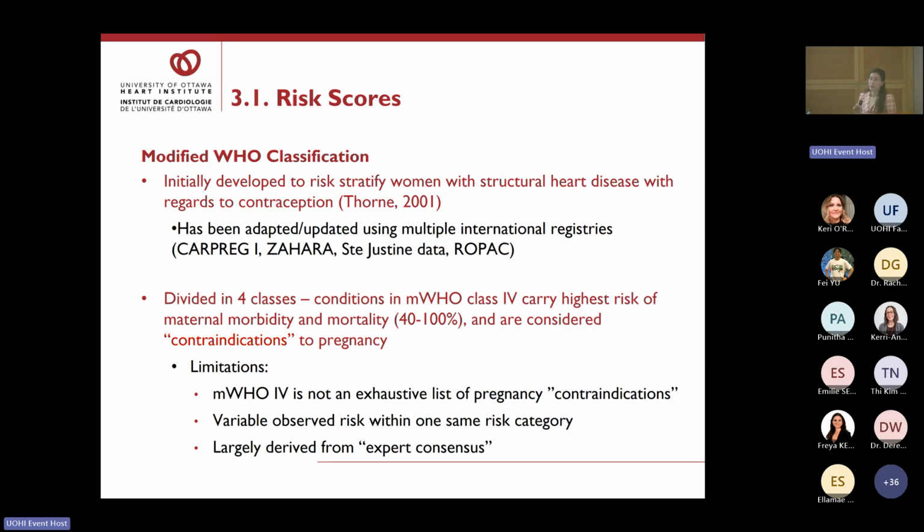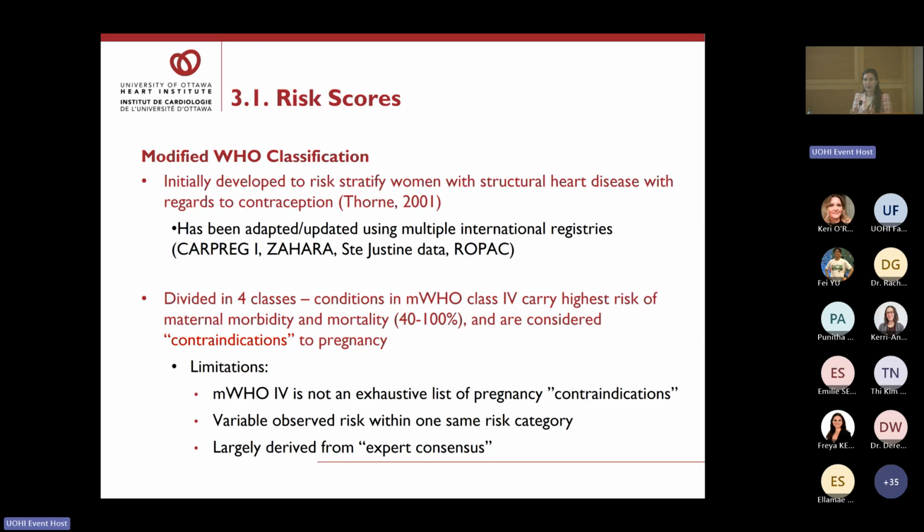First is that it was developed actually not for pregnancy risk assessment. At its onset, it was actually to assess the risk of contraception in patients with structural heart disease. Number 2 is that it was largely driven by expert consensus. However, it has been updated and adapted using more modern day registries and population-based studies of outcomes in pregnancy.